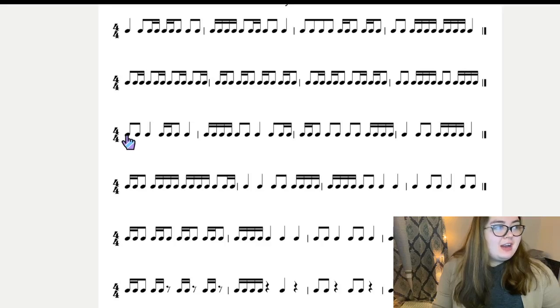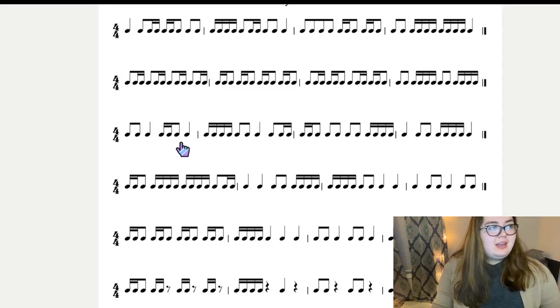So right here we got an 8th note. So we got 1 and. Quarter note makes 2. A 16th note makes 3. Another one makes E. And that's the and together. 4. So 1 and 2, 3 E and 4. 1 and 2, 3 E and 4. 1 and 2, 3 E and 4.